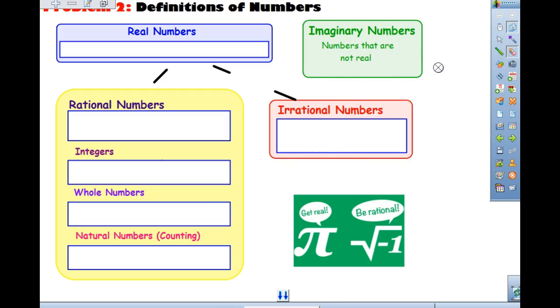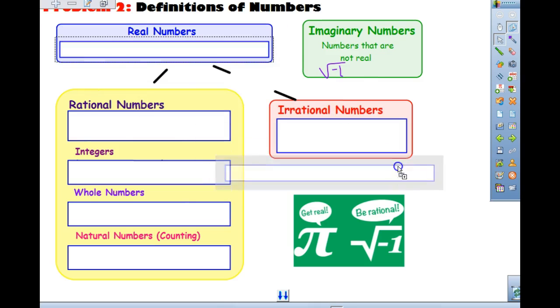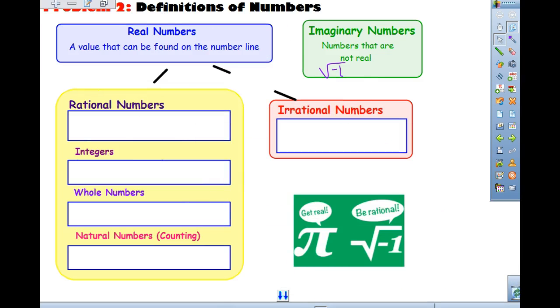Kind of a nice definition for imaginary numbers that are not real. It's actually when you have the square root of -1. When you get into Algebra 2, you work with that, and that's part of the imaginary, right? When we look at real numbers, as you are filling this in on the top of the next page, these definitions. Real numbers: a number that can be found on the number line.